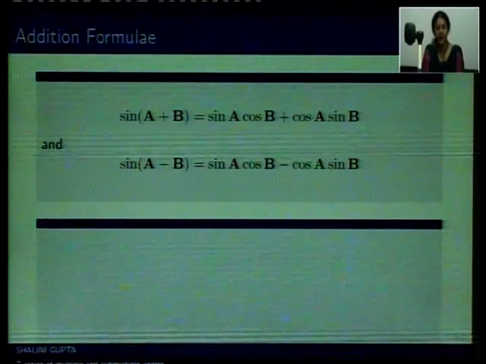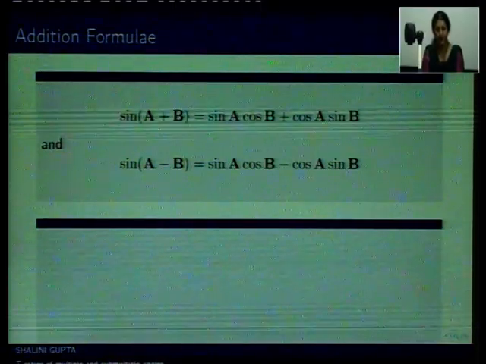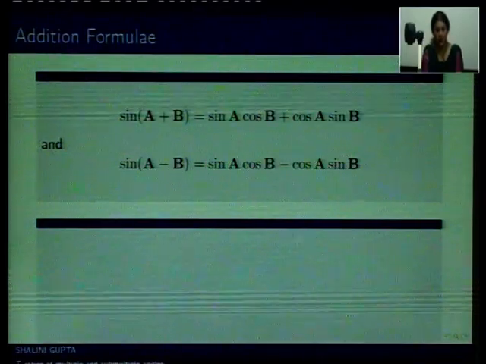Sine of a plus b is sine a cos b plus cos a sine b, and sine of a minus b is equal to sine a cos b minus cos a sine b. So this is the addition formula and subtraction formula for the sine function.